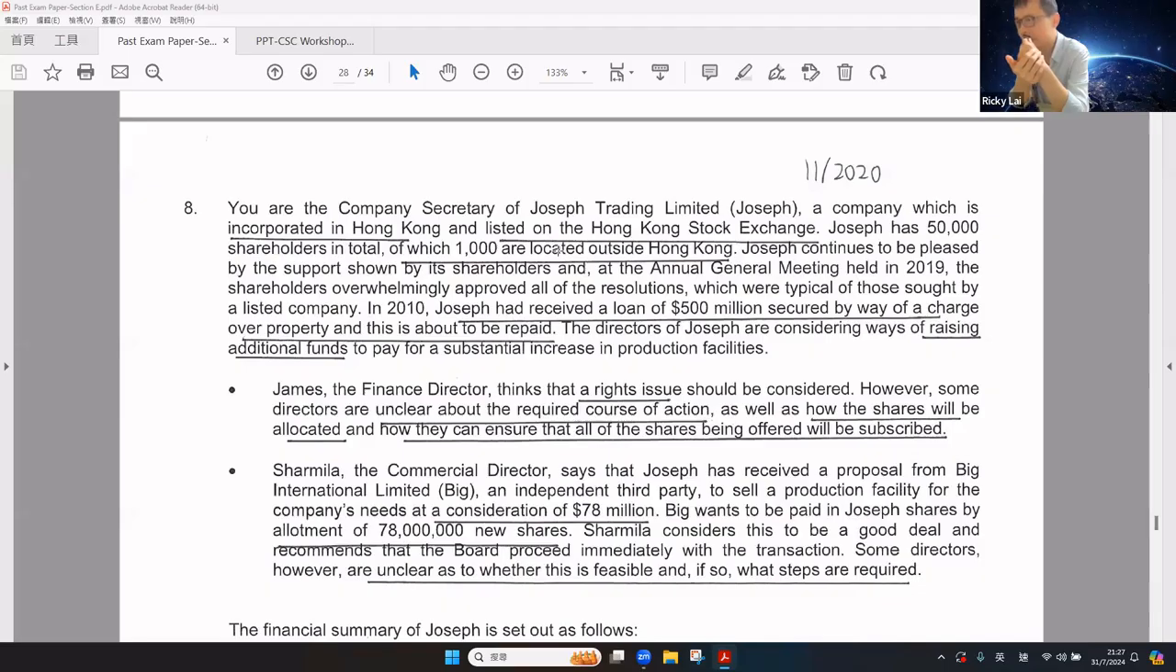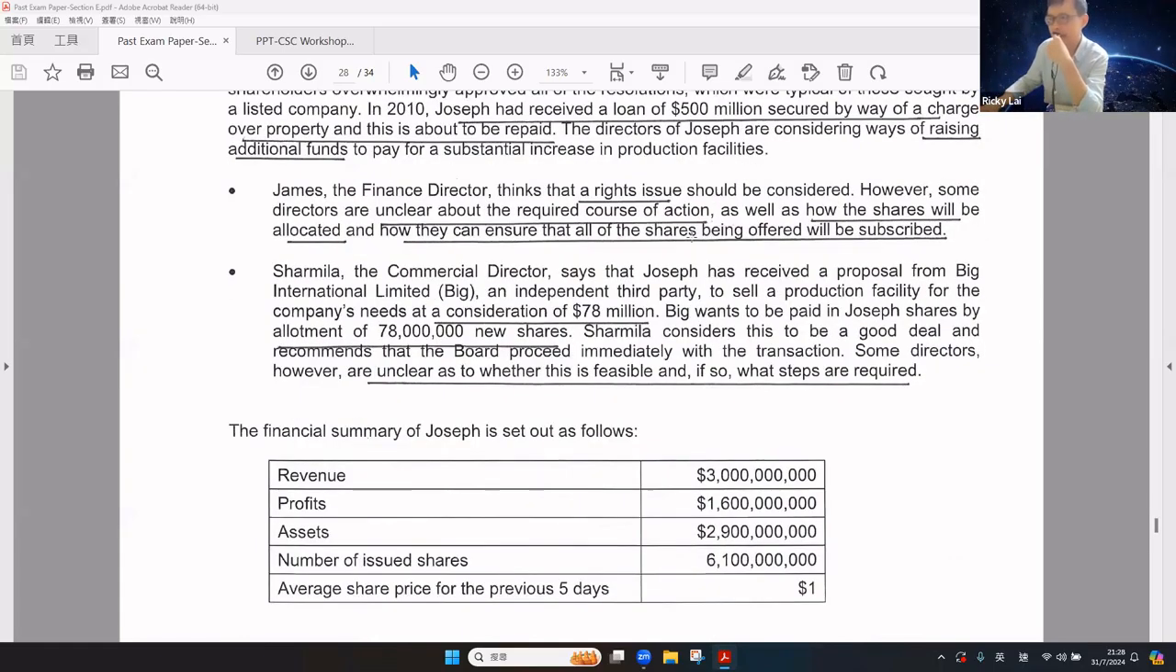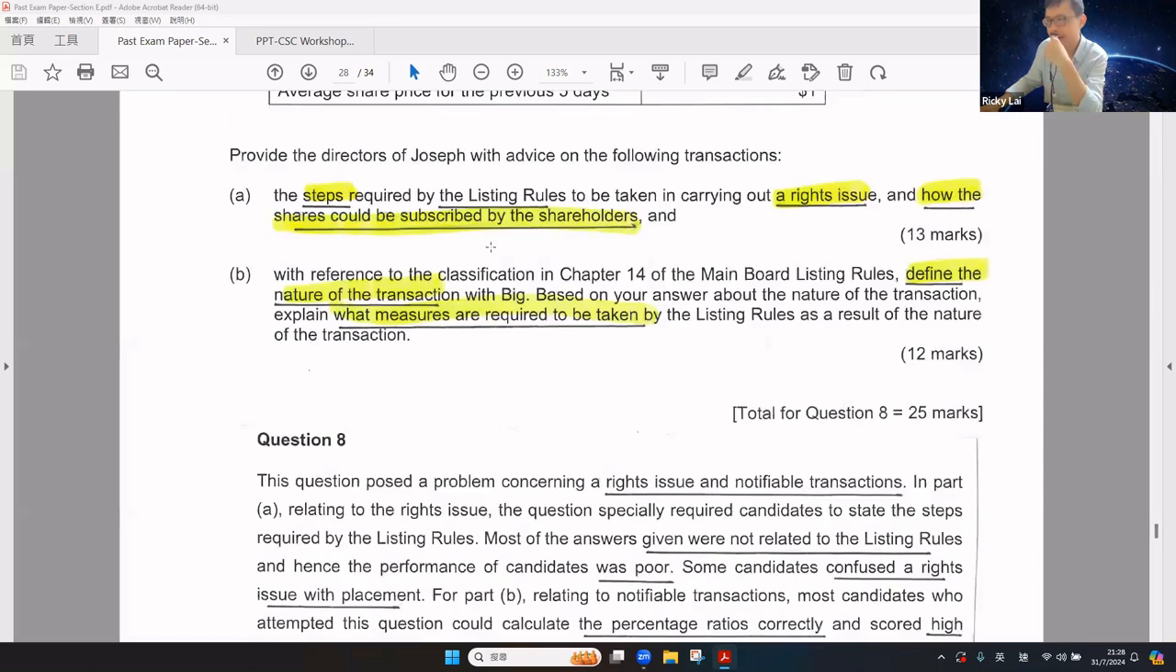And Joseph has received a loan of 500 million secured by way of a charge over the properties, and this is about to be repaid. The directors are considering raising additional funds to pay for a substantial increase in production facility. The finance director thinks a rights issue should be considered. However, some directors are unclear about the required course of action, how the shares will be allocated, and how they can ensure that all the shares being offered will be subscribed. Okay, needless to say, the first paragraph relates to Part A, rights issue.